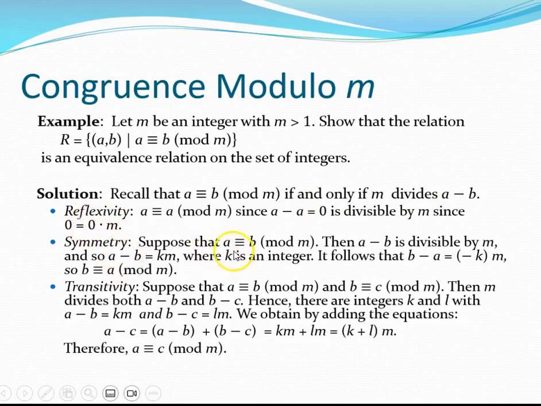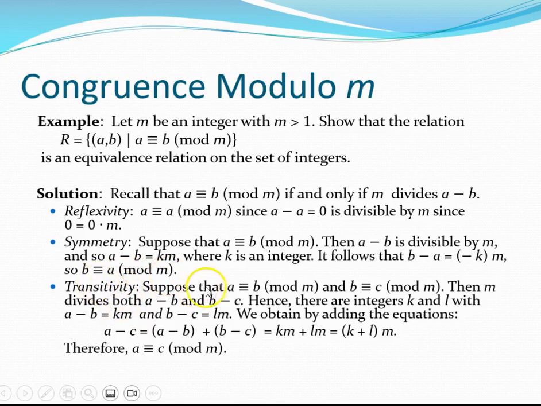Symmetry: suppose that a is congruent to b mod m, then a minus b is divisible by m. So, a minus b is equal to k times m, where k is some integer. It follows that b minus a is equal to negative k times m, and of course negative k is an integer. This means that m divides b minus a, and therefore b is congruent to a mod m.